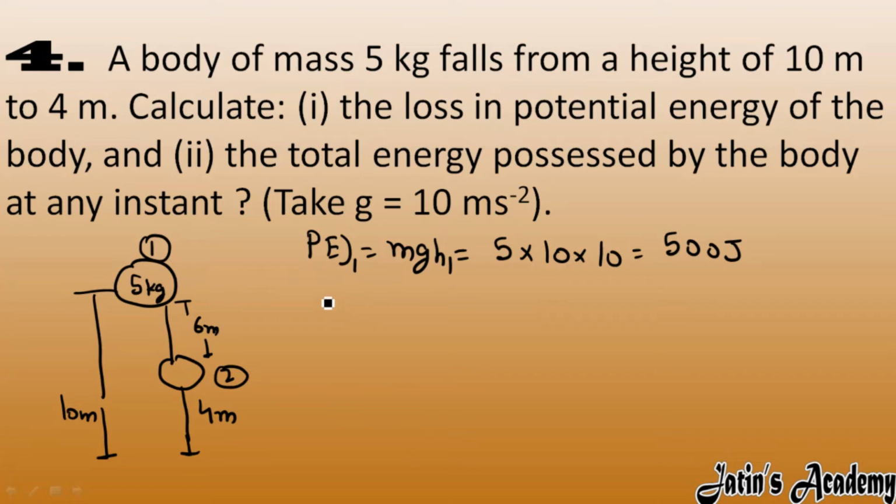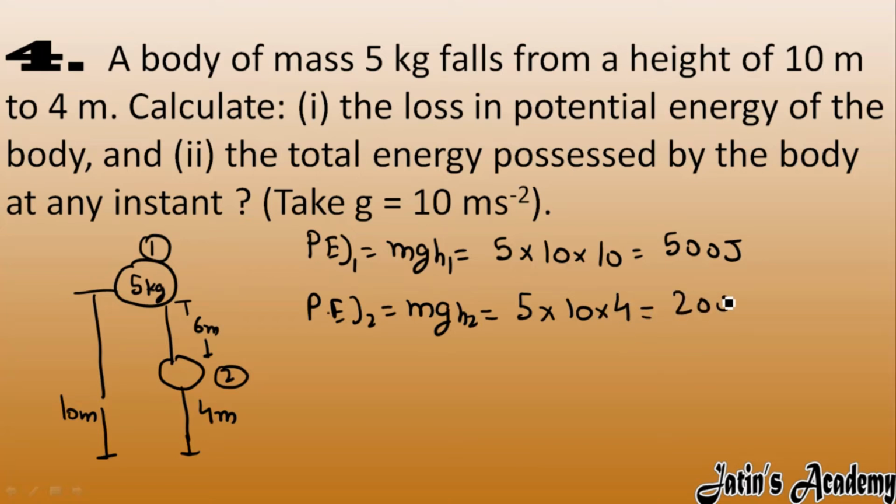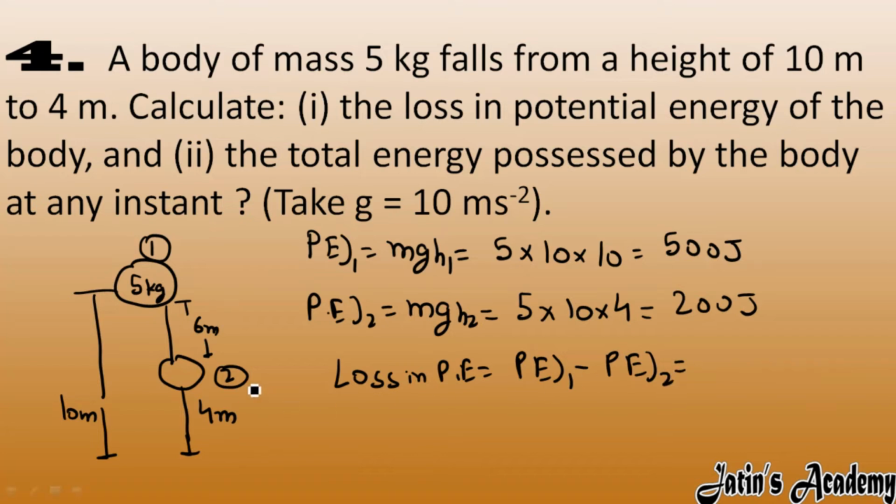Next we have potential energy at the second point. Potential energy at the second point is mgh, with height at the second point. Mass we have again 5, g value 10, and height from the ground is 4 meter. So here we got 200 joule. Now we have to calculate the loss in potential energy. Loss in potential energy is the potential energy at the first point, the maximum point, minus the potential energy at the second point, the minimum point. So here we got 500 minus 200, which is 300 joule.